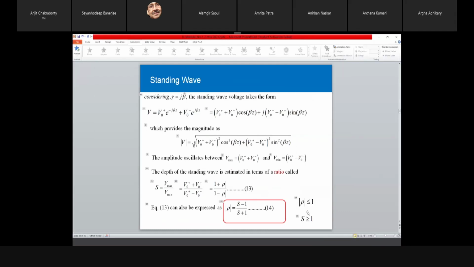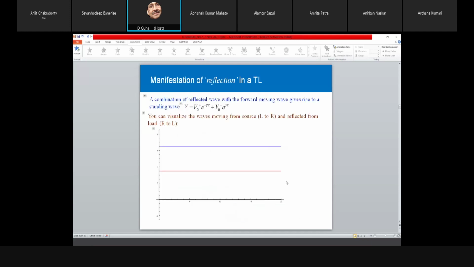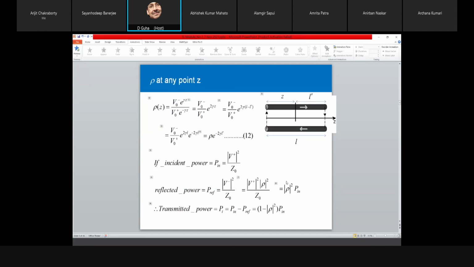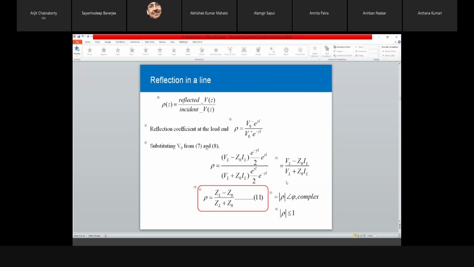I explained this part also, the standing wave and how we mathematically represent equation 14. I would repeat, you note equation 13 and equation 14 again, because the voltage standing wave ratio and reflection coefficient are interlinked. And also I'm going back to equation 2.